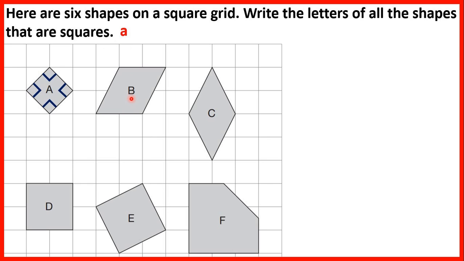Shape B is not a square. Shape B is a parallelogram because we can see that the corners are not right angles.